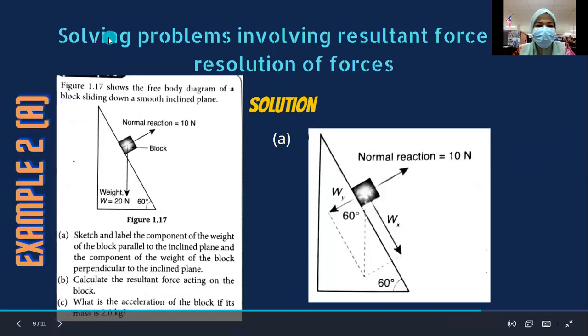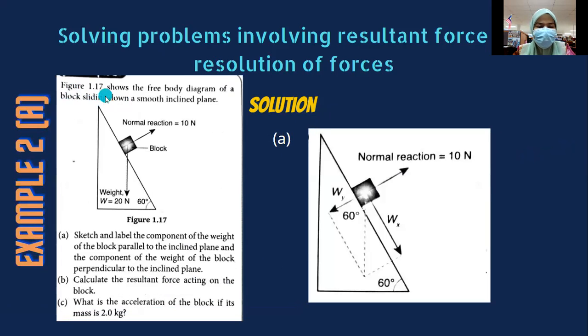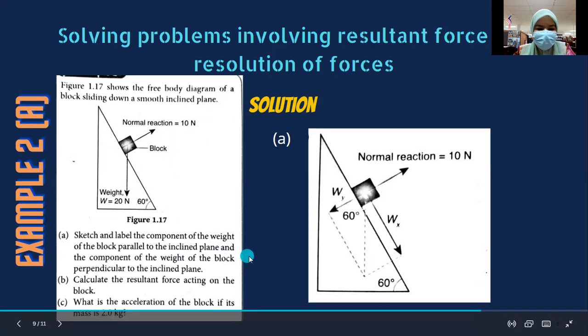Okay, example 2. Figure 1.17 shows the free body diagram of a block sliding down a smooth inclined plane. Normal reaction is given by 10 Newton. We have the block and the weight of the block is given by 20 Newton, and the angle of the inclined plane is 60 degrees. Sketch and label the component of the weight of the block parallel to the inclined plane and the component of the weight of the block perpendicular to the inclined plane.